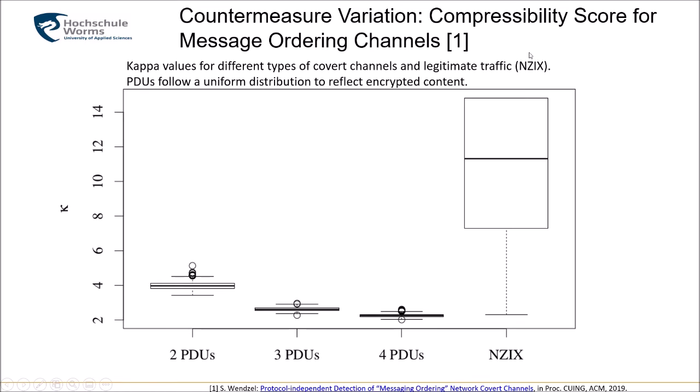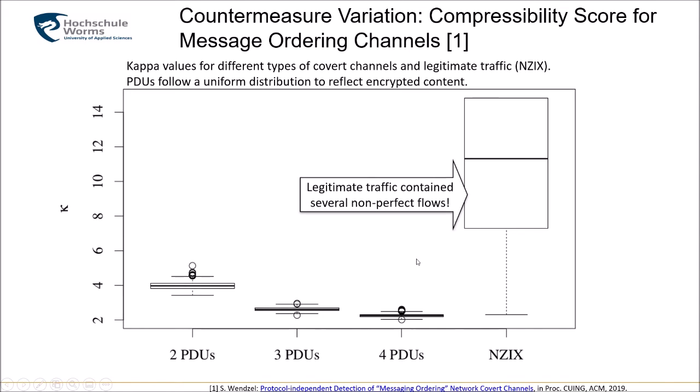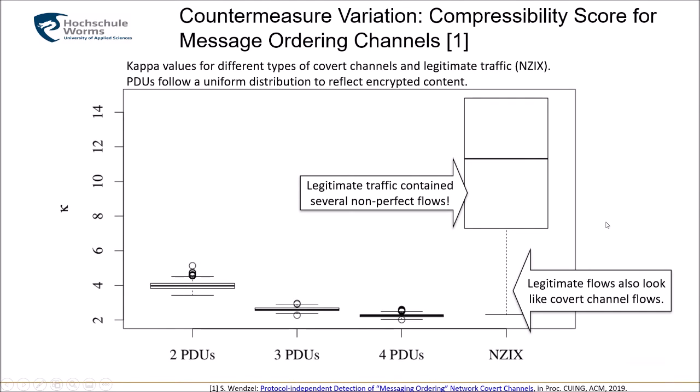I used the NZEX legitimate flows to calculate the compressibility scores for many packets, a few million packets and several thousands of flows. And then I also created covert channels that modified the order of either always 2 PDUs in a row or 3 or 4 PDUs. And here you can see the average kappa values. As you can see, most of the legitimate traffic was found in a range larger than, let's say, 7. But some legitimate flows also look like covert channel flows. Not too many, but some.